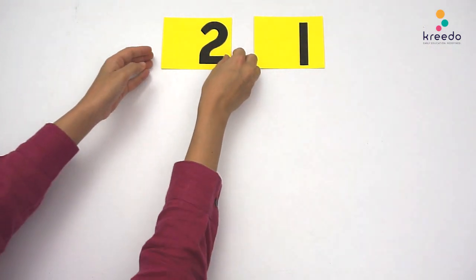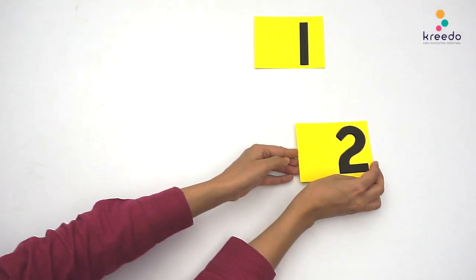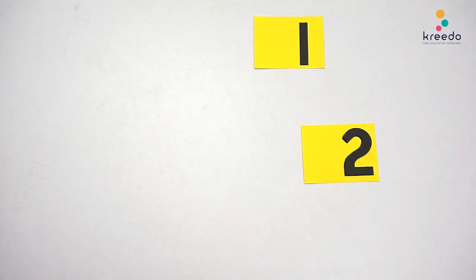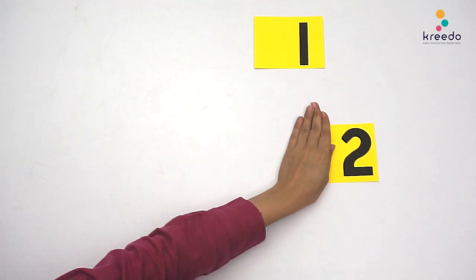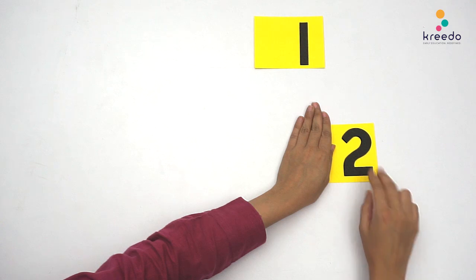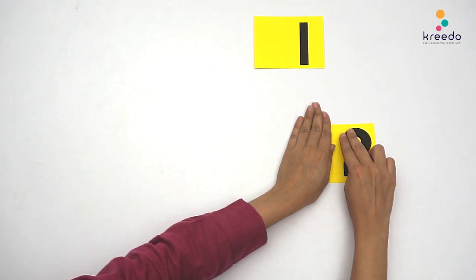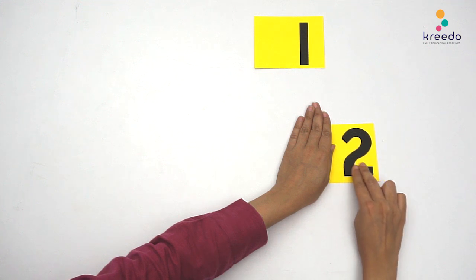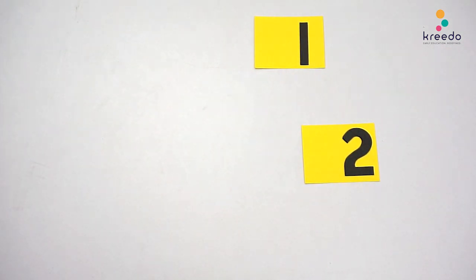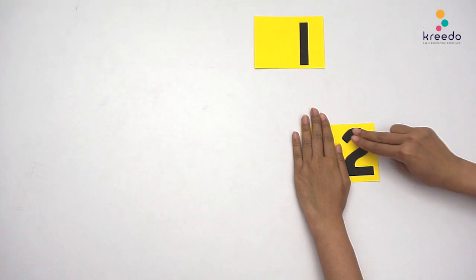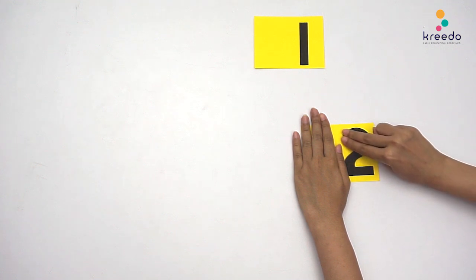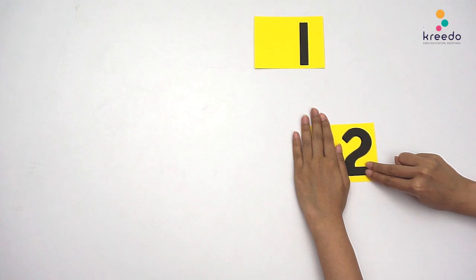Take sandpaper number 2 and place it in front of the child. Trace the sandpaper number 2 as shown here and say 2. Tell the child, please trace the number and say 2. 2.